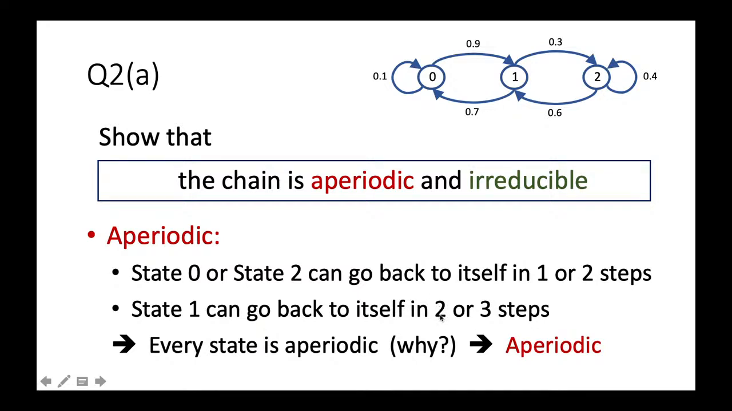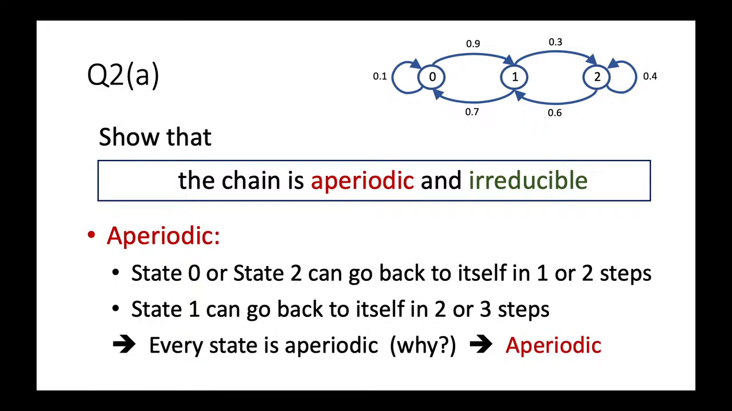So by seeing that there is a way that it can come back in 2 steps or 3 steps, the greatest common divisor of these two numbers is equal to 1. So again, we show that this state 1 is also aperiodic. So when all the states here are aperiodic, this is the GCD part, then it means that the whole chain is aperiodic. So this is the first part. We show that the chain is aperiodic.